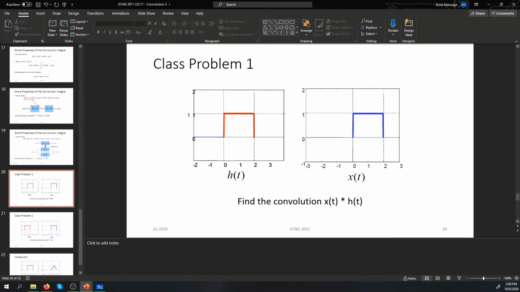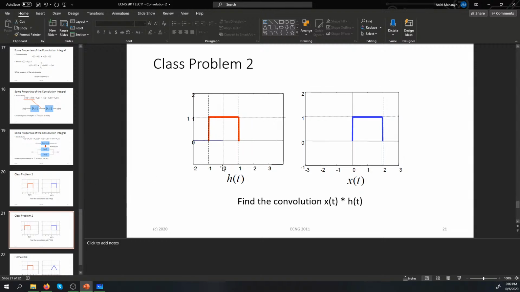So this was the first in-class problem that we did. We're going to watch for our second in-class problem here, where we had the h of t signal shifted to the left by 1 time unit.